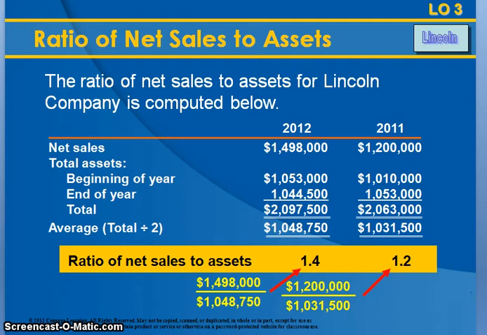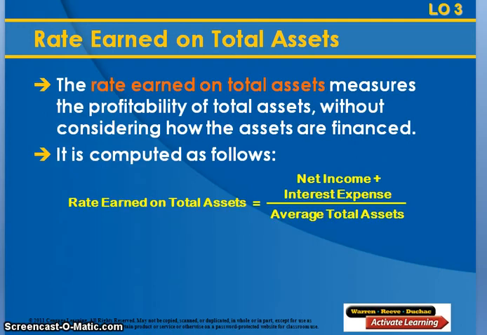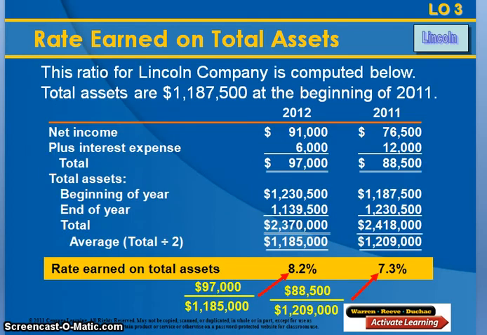All right. Okay, rate earned on total assets. What we're looking at here is a very similar calculation. It's net income plus any interest expense divided by average total assets. Again, we're looking at the profitability of assets overall. How well are we using those assets? What is the rate that we're earning on those assets? So you're going to take net income plus any interest expense. You're kind of putting the interest expense back into the equation. So you've got $91,000 plus the $6,000 of interest expense gives you a total of $97,000. That's going to be your numerator, divided by average total assets, and you've got 1,100,000.